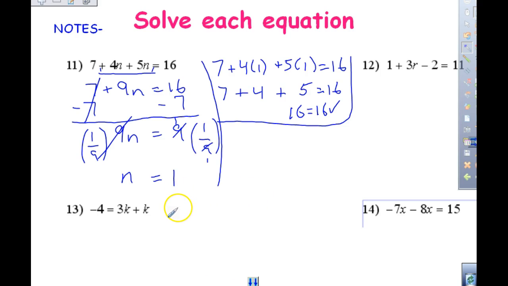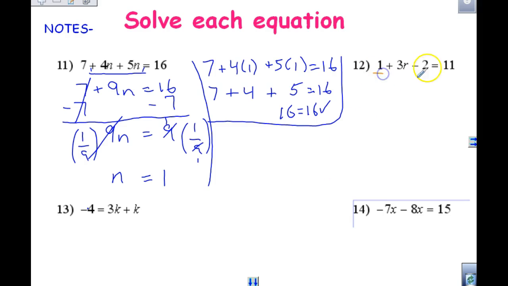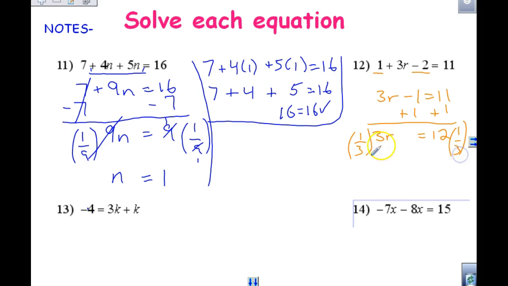All right, go ahead and try, let's see here, 12 and 13. How about that? 12 and 13. Check with a partner, and then, so we have 3r minus 1 equals 11. Add 1 to both sides. And then multiply by the reciprocal, 1/3. Those cancel out. r equals 3 goes into 12, 4 times.